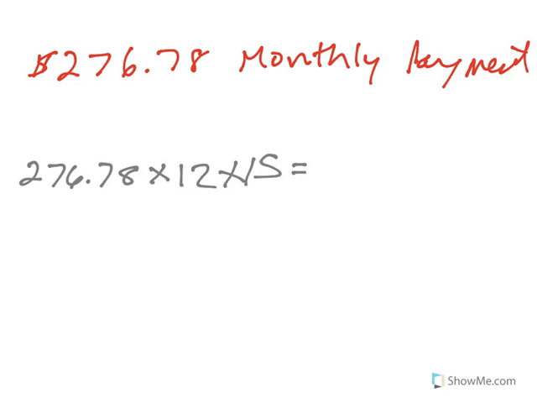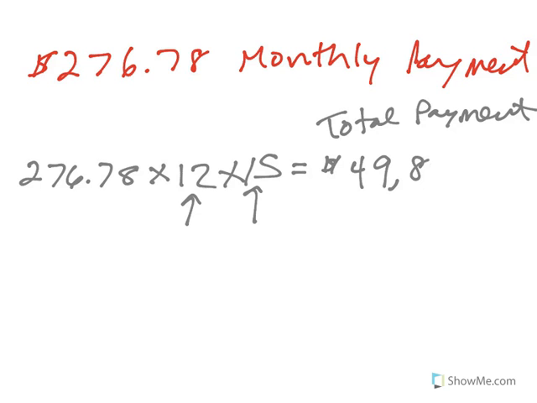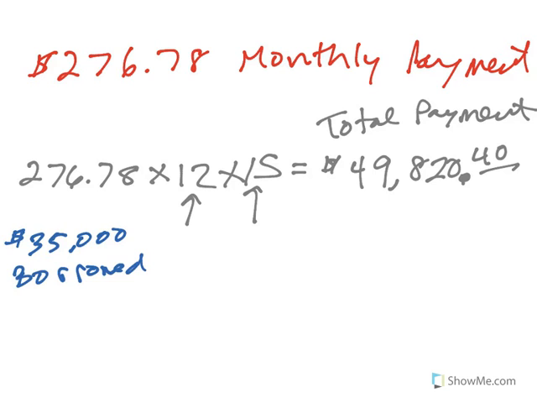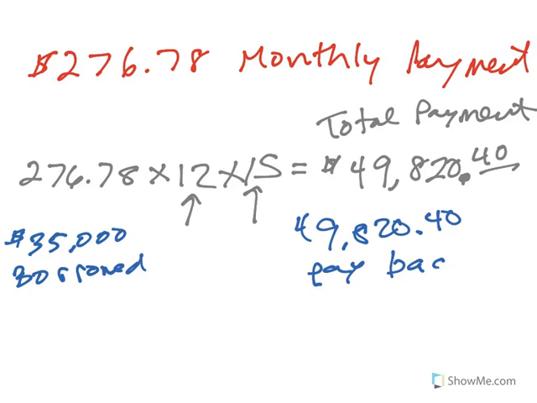So if I take 276 times 12 times 15, because 12 months in a year, 15 years in my loan, my total payback, this is assuming I never make more than the minimum payment, I will make $49,820.40. Total payback. Well, I borrowed $35,000 and I paid back $49,820.40, right? This is the payback. That means the difference between these two amounts is the interest.